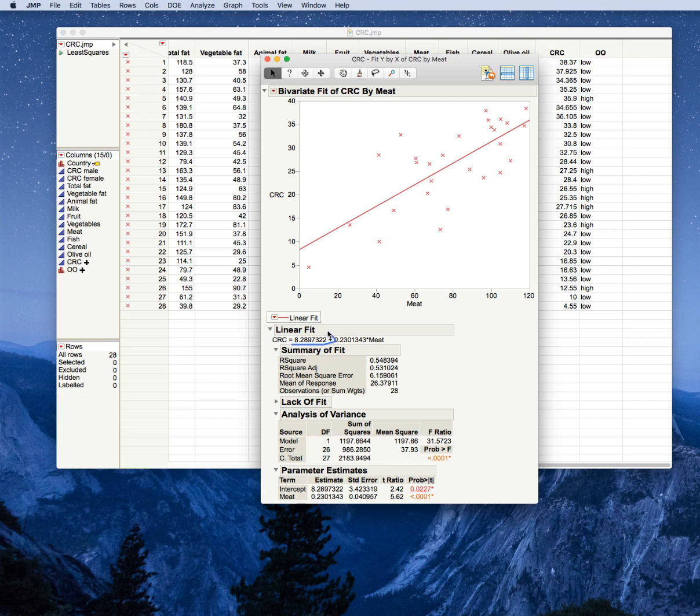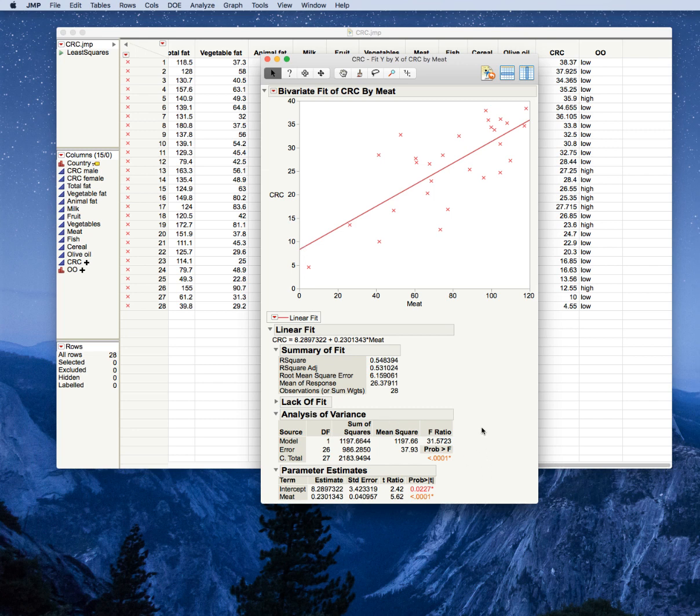You can see here with our intercept that if a country consumes no meat products, they will still have an average rate of 8.3. So in this case, an intercept makes sense. We do know that people can develop colorectal cancer without consuming meat. So an intercept here makes sense.